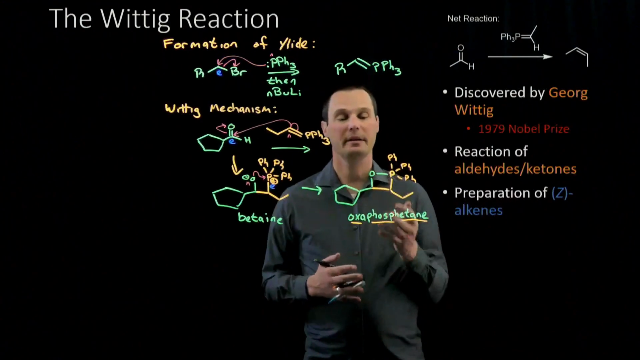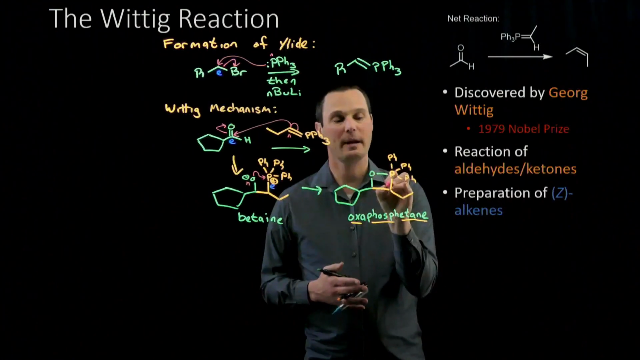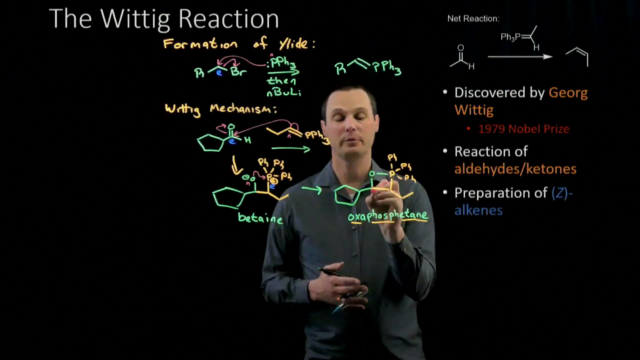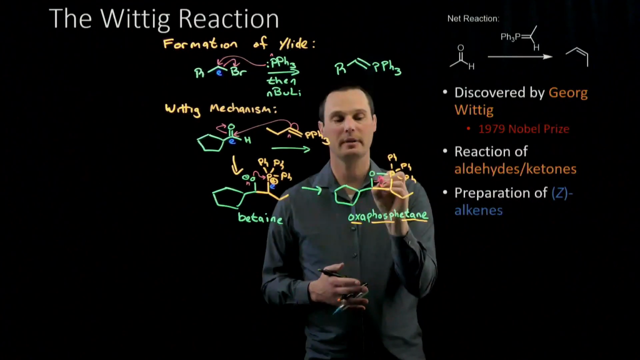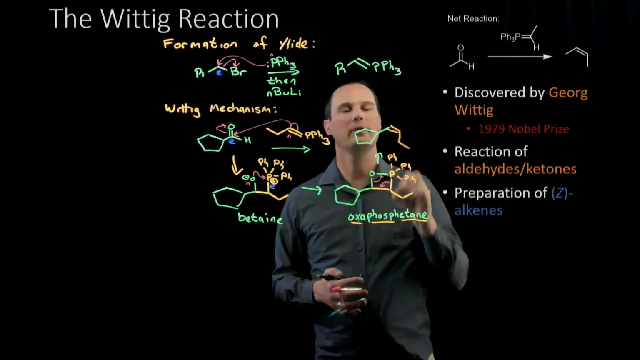To finish out this mechanism, we're going to form the carbon-carbon double bond. To do that, we're going to break the carbon-phosphorus bond and use those electrons to form the pi bond. That's going to form the pi bond, but build up too much electron density around this carbon. So we're going to break the carbon-oxygen bond and use those electrons to form a phosphorus-oxygen pi bond. That will form our final alkene product.